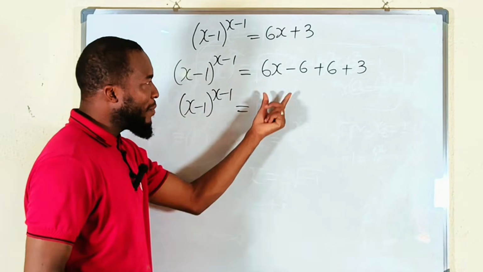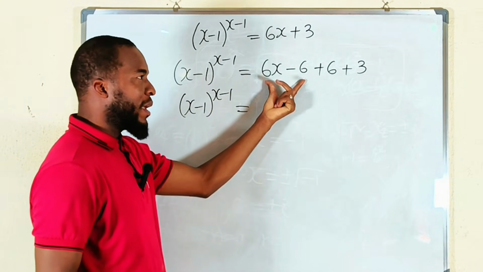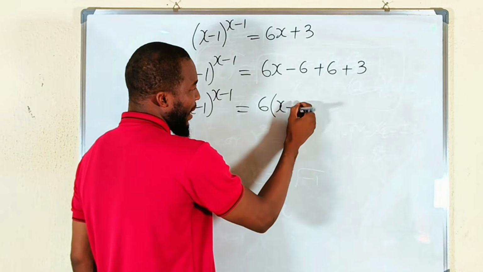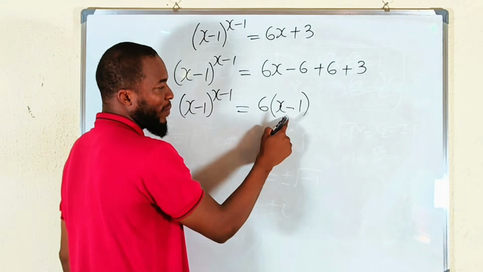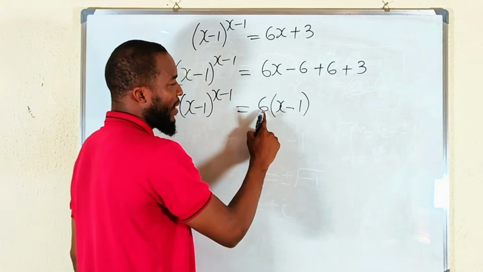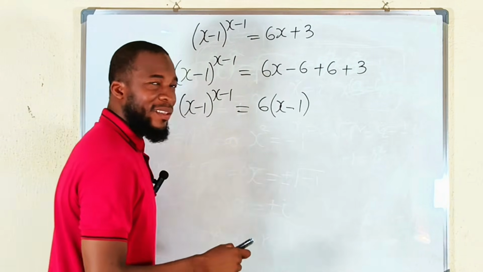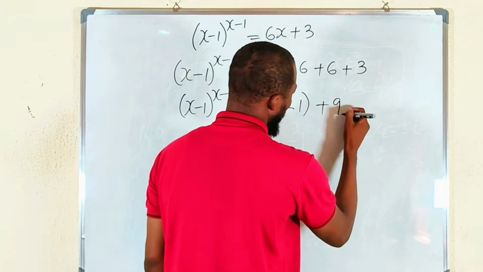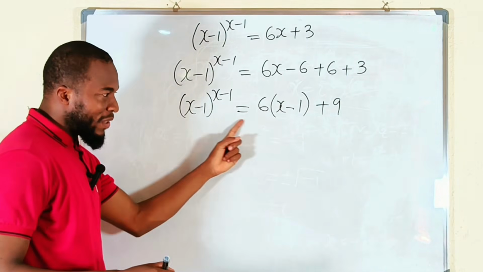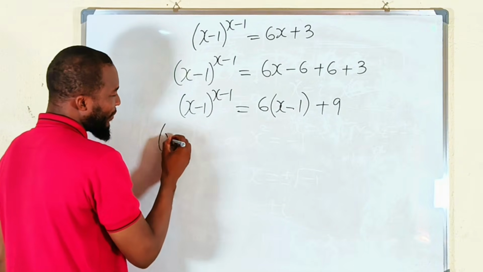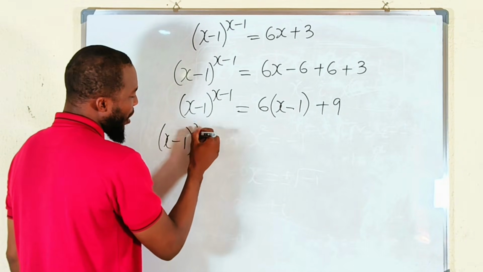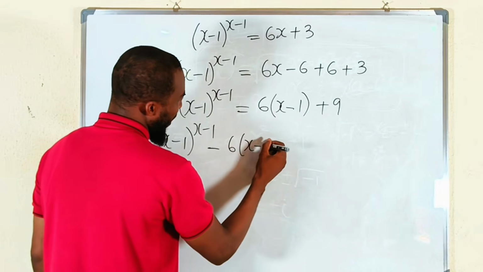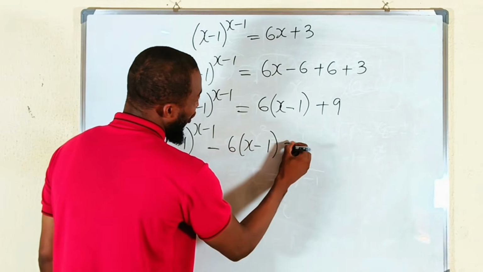But to the right-hand side, let me combine the first two by factoring 6 out. Inside, I have x − 1. If you expand 6 times x, you get 6x. 6 times −1, you get −6, right? And this is equal to 9. Next, I would like to bring this one to the left-hand side. We have (x − 1)^(x − 1) − 6(x − 1) equals only 9.